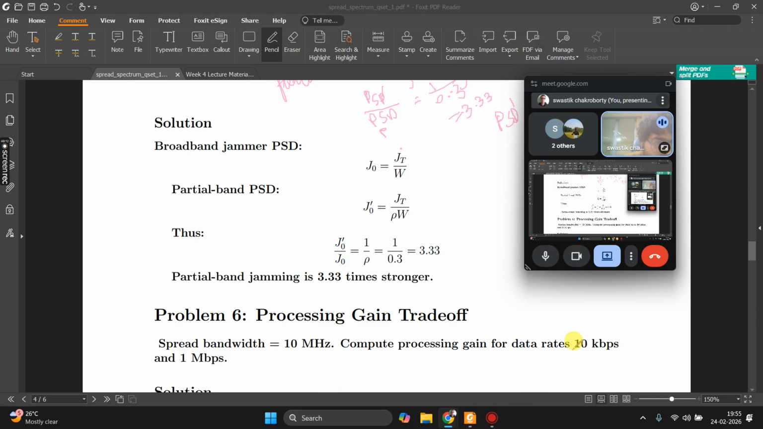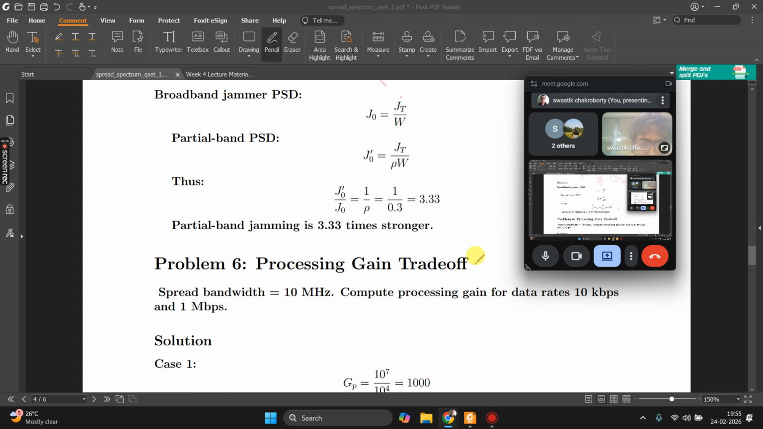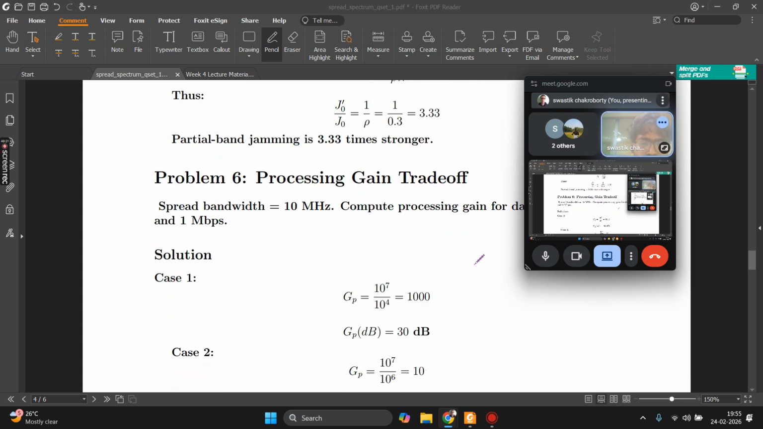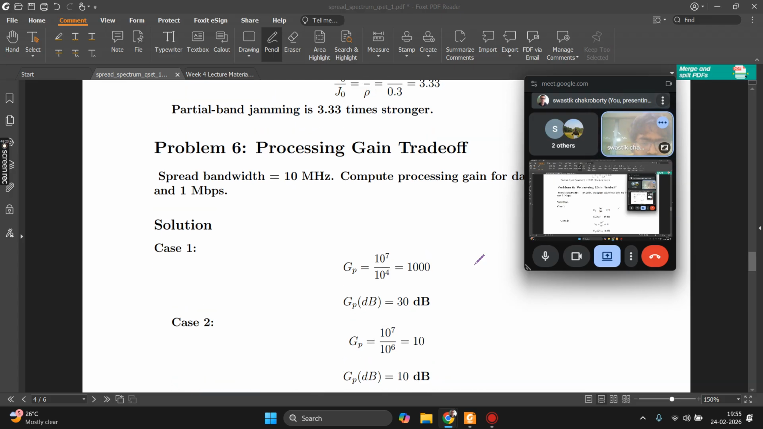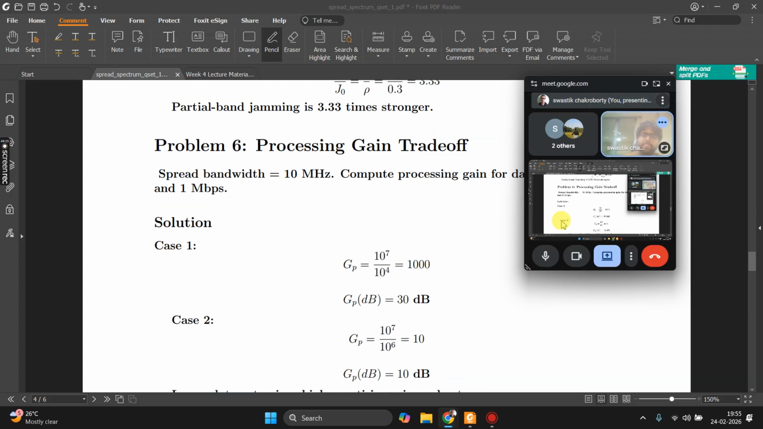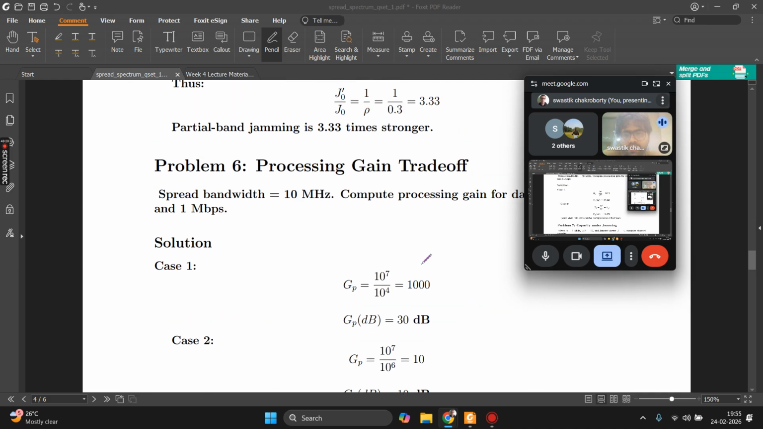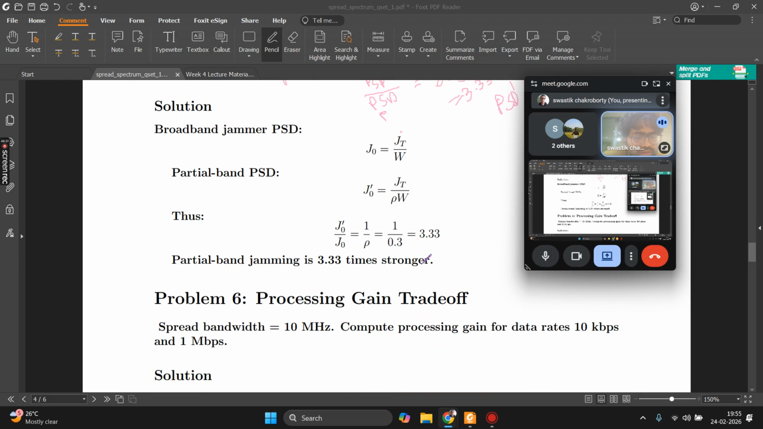Yes, please go ahead. Unmute. 30 dB. And next one is 10 dB. Yeah. So I don't think this requires any explanation further.